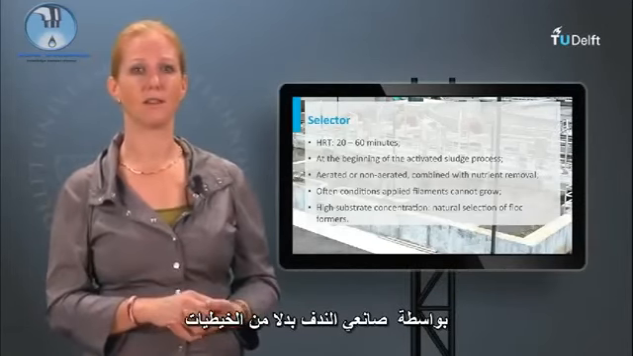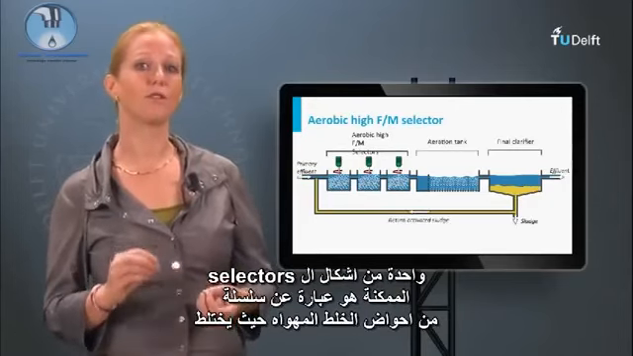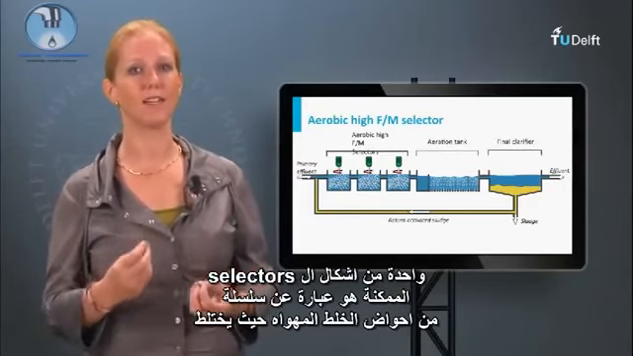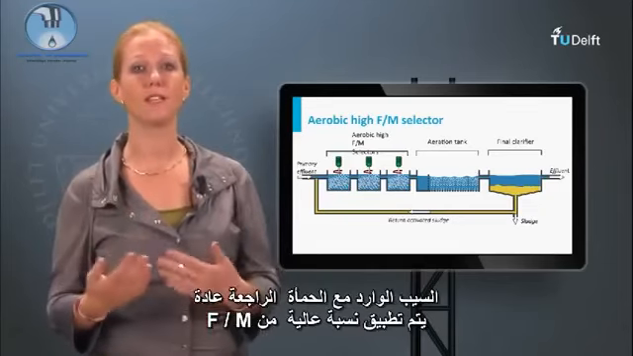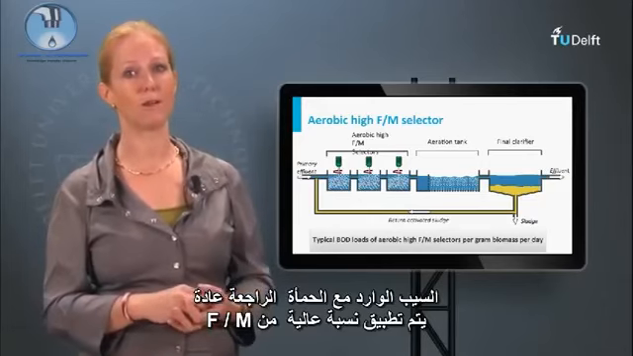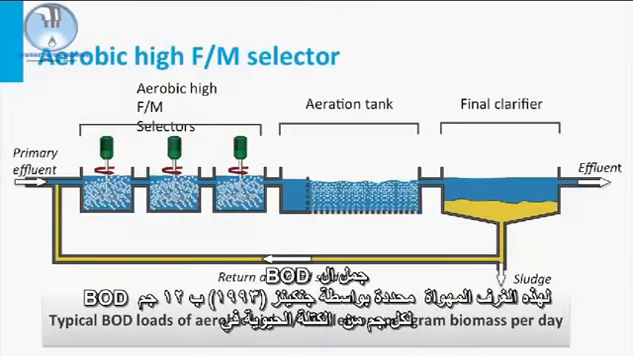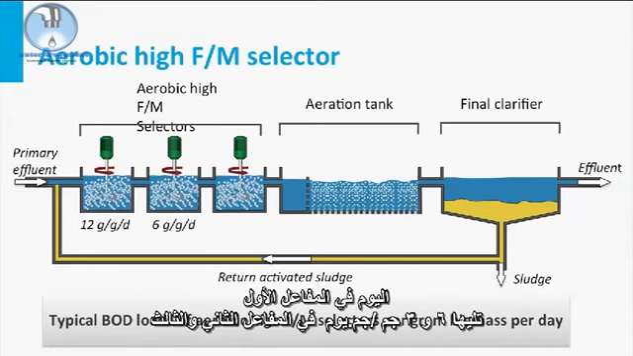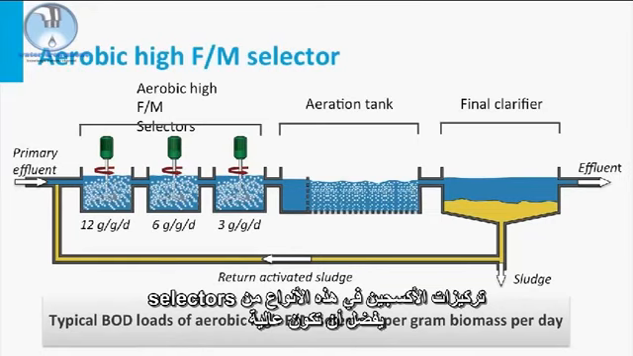instead of the filaments. One of the selectors possible is a series of aerated mixed tanks in which the influent is mixed with the return sludge. Typically, a high food to mass ratio is applied. BOD loads of these aerobic selectors are recommended by Jenkins as 12 gram BOD per gram of biomass per day in the first reactor, followed by 6 and 3 grams per gram per day in the second and third reactor. Oxygen concentrations in these types of selectors are preferably high.